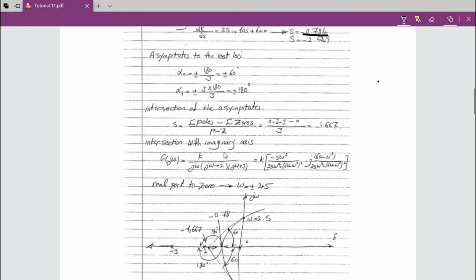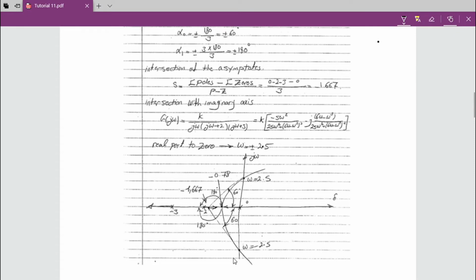Now we need to draw the asymptotes. The intersection of the asymptotes is at negative 1.667, right? Negative 1.667 is slightly close to negative 2. So it will be somewhere over here at an angle of plus or minus 60 degrees, right? So plus or minus 60 degrees.